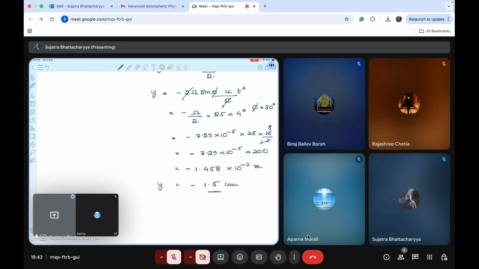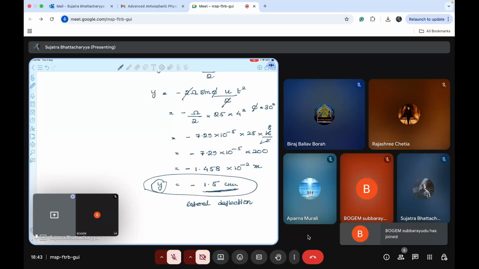So this is the lateral deflection. Initially, we have thrown a baseball in the zonal direction, in the x direction. But there is a y displacement also because of the rotation of the Earth, which is because of the Coriolis force, and that is what we have calculated. So it's better to use the horizontal Coriolis force formula to find the lateral displacement. Displacement is a vector, and we have got a magnitude of 1.5 centimeters lateral deflection.